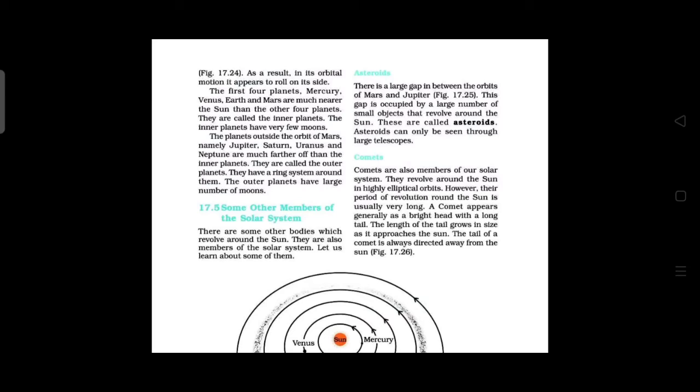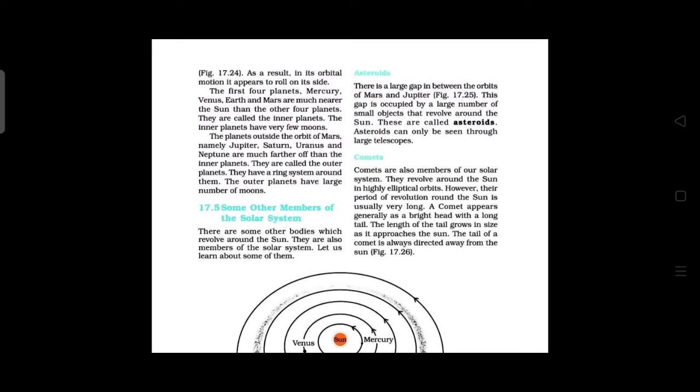The planets outside the orbit of Mars, namely Jupiter, Saturn, Uranus and Neptune, are much further off than the inner planets. So we call them what? Outer planets. What are the inner planets? Mercury, Venus, Earth, Mars are the inner planets. Jupiter, Saturn, Uranus and Neptune are what? Outer planets. They have a ring system around them. The outer planets have a large number of moons also.